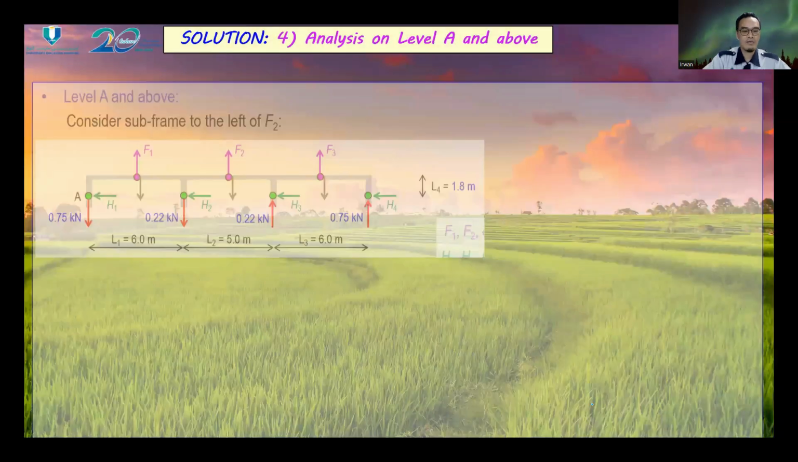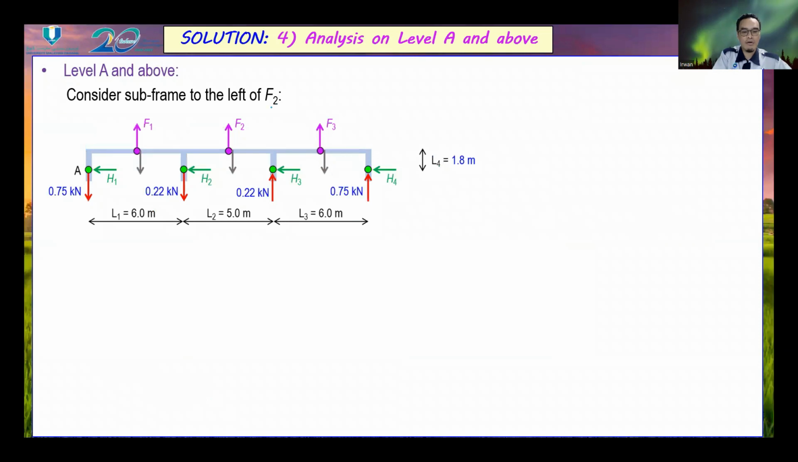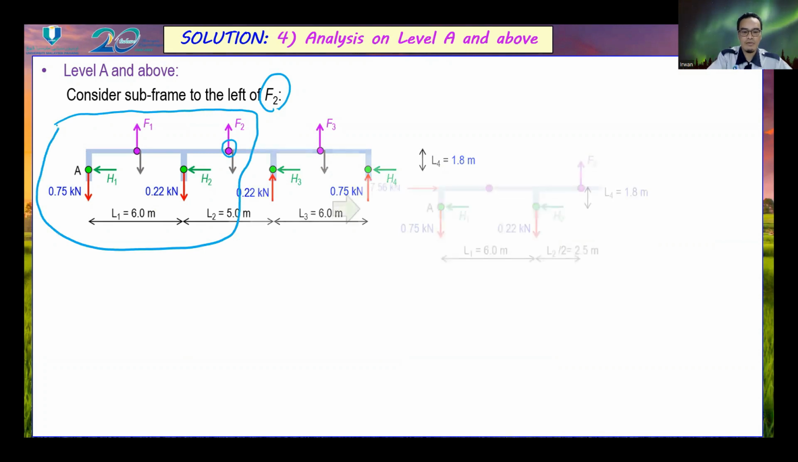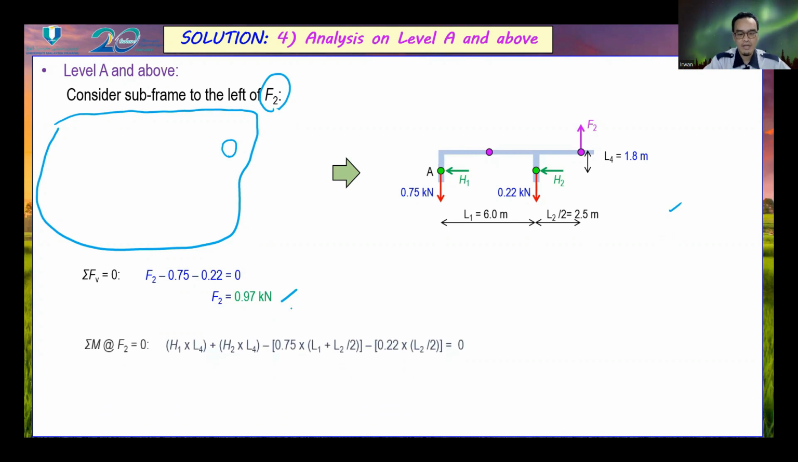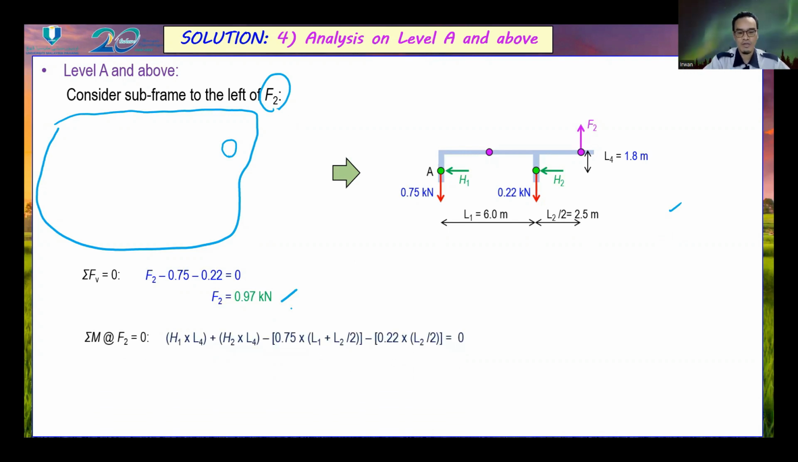Next, we consider the subframe to the left of F2. Now we consider F2, which is located here. We must extract out this subframe only. It will be like this, and we consider this figure for analysis. From the equilibrium equation, we obtain F2 equal to 0.97 kilonewton. And by considering the moment at F2 equal to 0, we obtain that H2 is equal to 2.6 kilonewton.